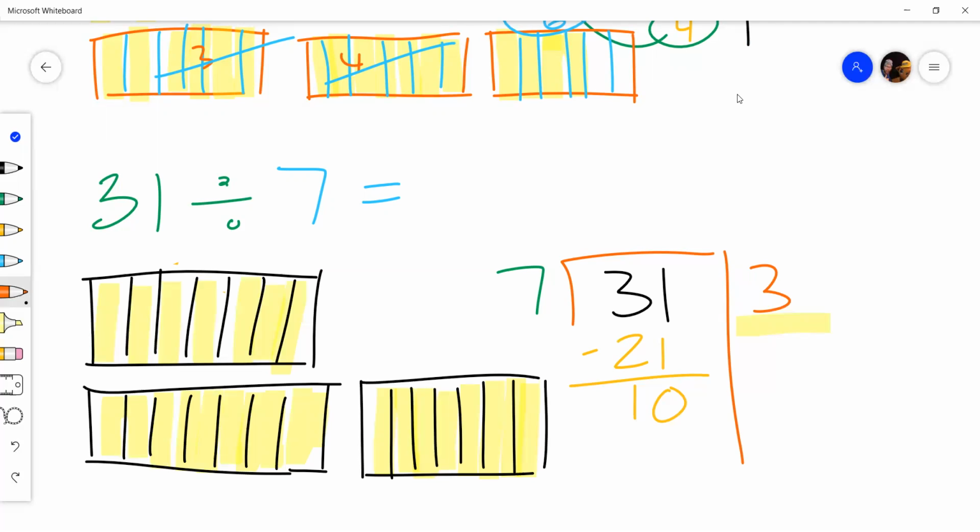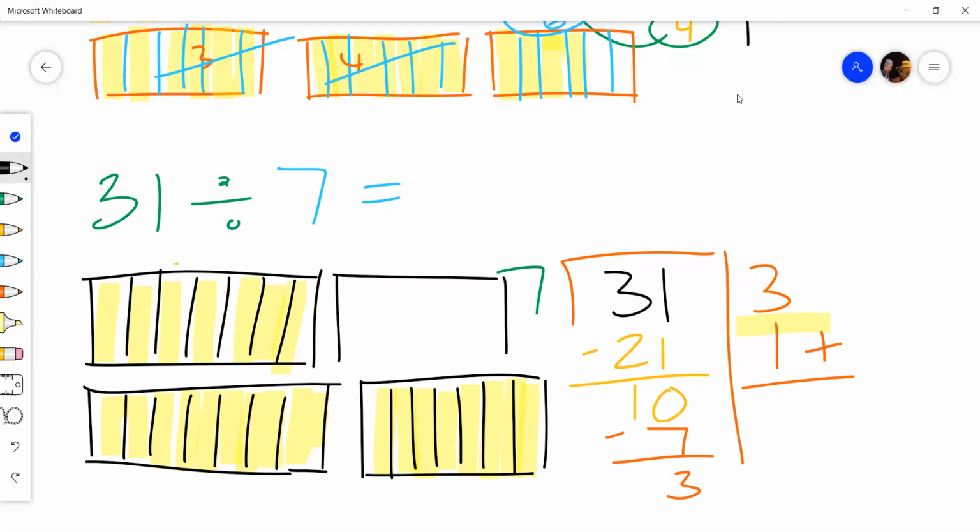Let's see, we have 10 left over. So I could do 1 times 7 is 7. That gives me 3 left over. So I just did another whole group of 7. 1, 2, 3, 4, 5, 6, and then fill that in, which would technically be 28 pieces. And then we have our remainder.